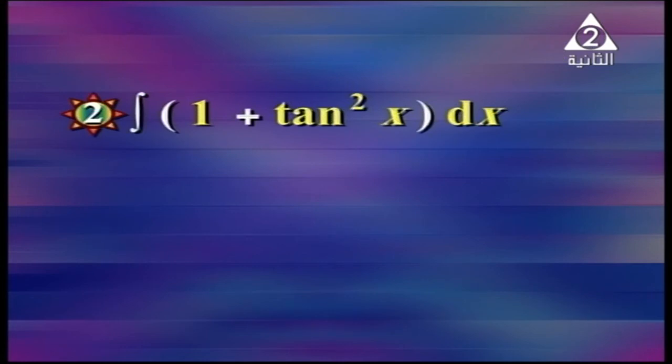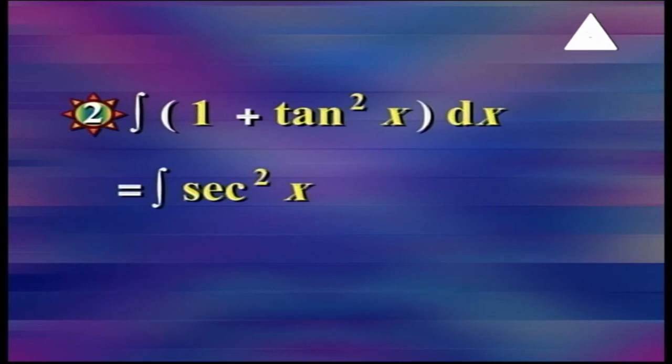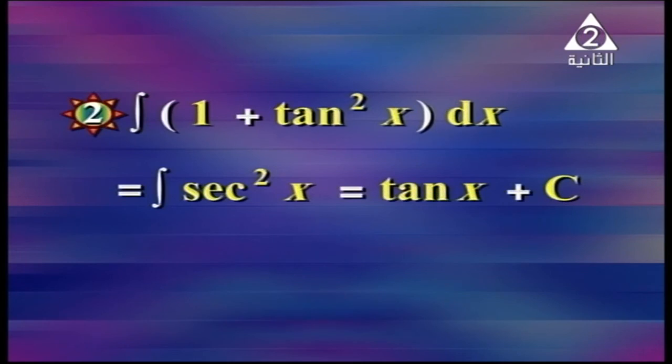Number 2. What is the integration of 1 plus tan square x dx? What is the rule of 1 plus tan square x? Yes student, sec square. We represent 1 plus tan square x by using sec square x. Why? Because we have a rule: 1 plus tan square equals sec square. What is the integration of sec square? Tan x plus c, constant of integration.